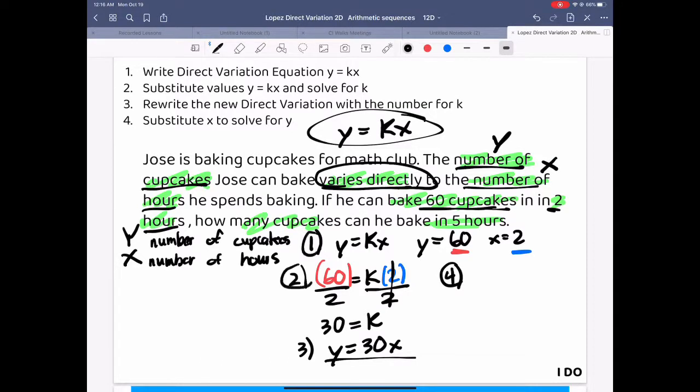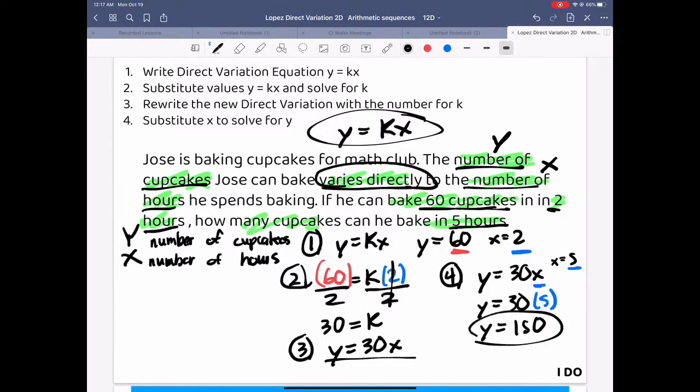Step 4, which is going to be y is equal to 30 times x, and it's asking for 5 hours, so x equals 5. So that's what I'm going to substitute. That goes there, that goes there. y is equal to 30 times 5. 30 times 5 gives me 150. So that means he's going to work for 5 hours and he's going to make 150 cupcakes. So my answer is 150 cupcakes.